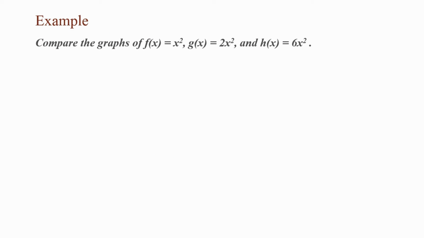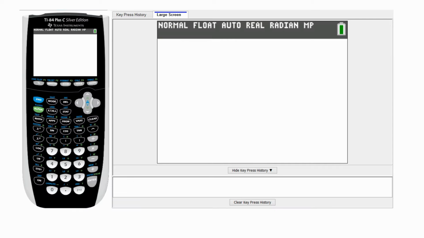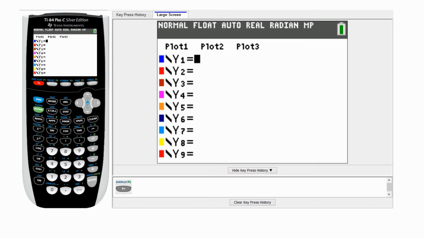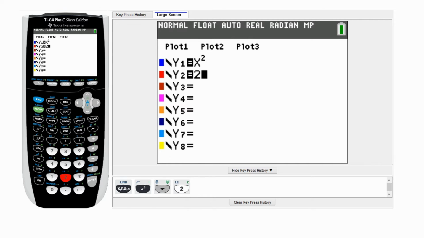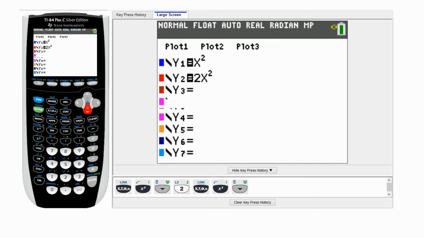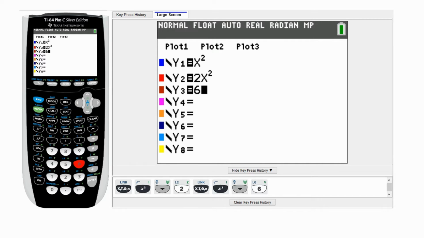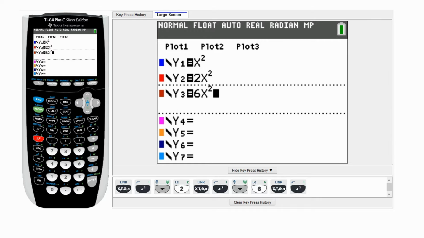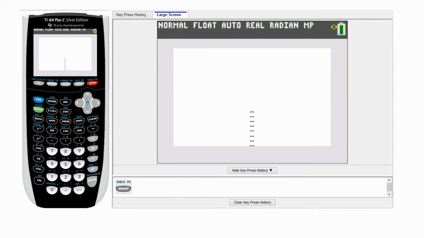In this example, compare the graphs of f(x) = x^2, g(x) = 2x^2, and h(x) = 6x^2. We need to go to our graphing calculator. So going to y equals, we want to start with f(x), which is x^2. For y2, we'll type in g(x), which is 2x^2. For y3, we'll type in h(x), which is 6x^2. Now we're ready to graph.